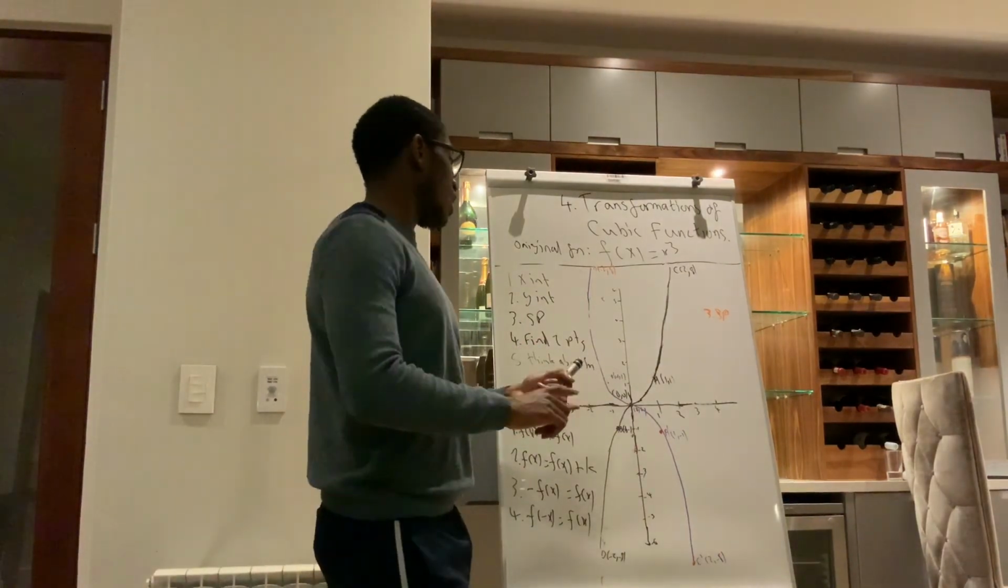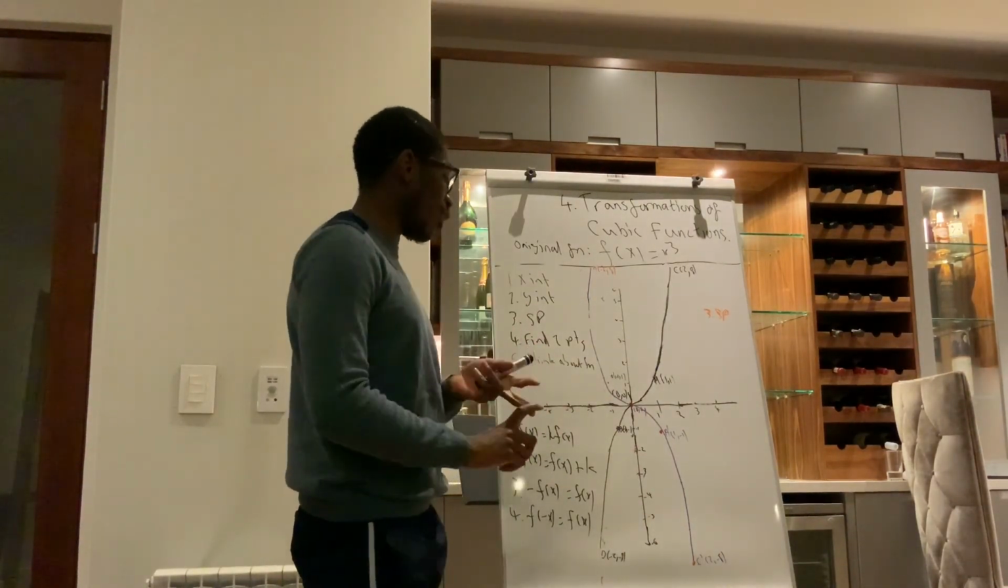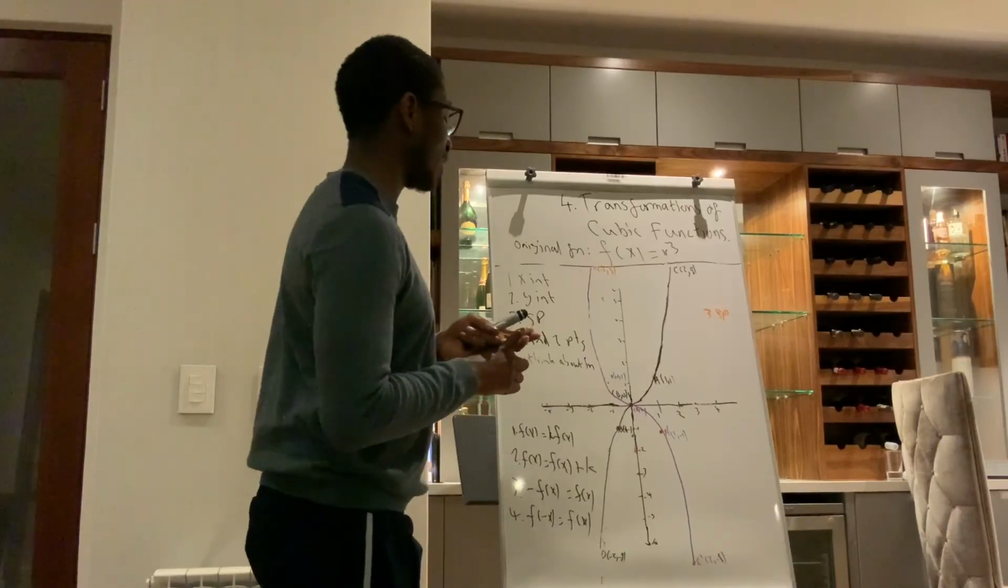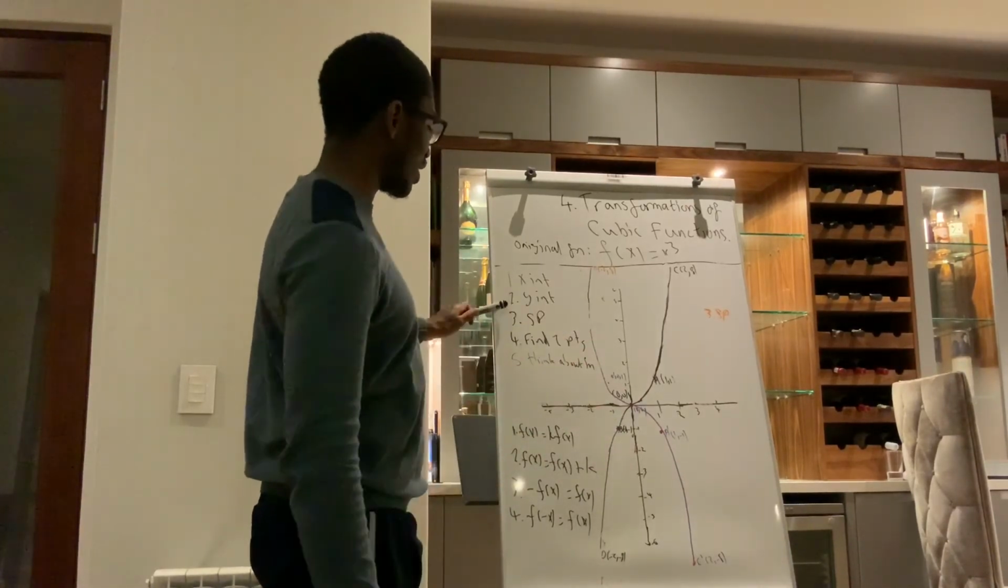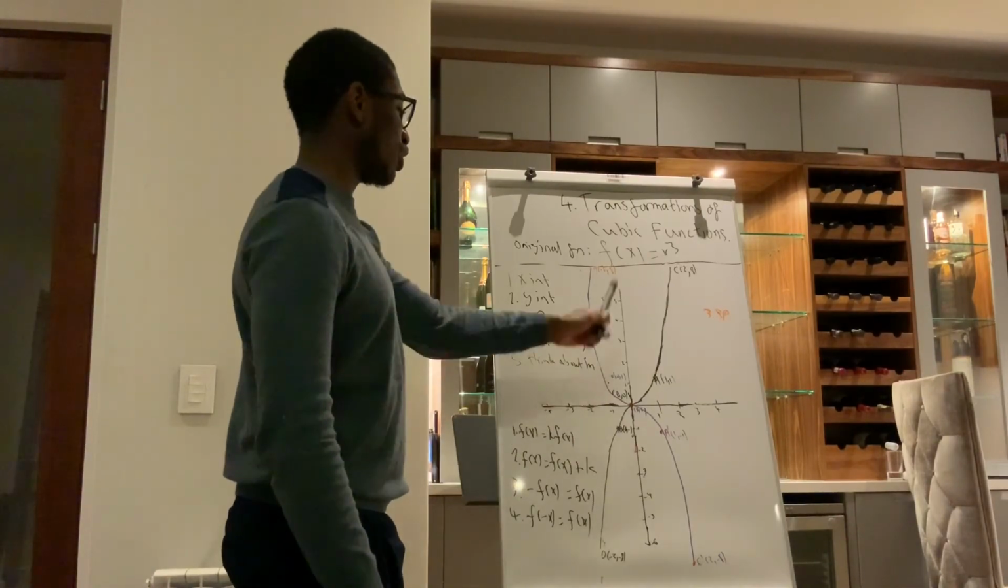Make sure you label x-intercepts, y-intercepts, stationary points, at least 2 other points, and classify the stationary points so you know what type of stationary point you have. So that's important. You classify and use that to help you draw the graph.